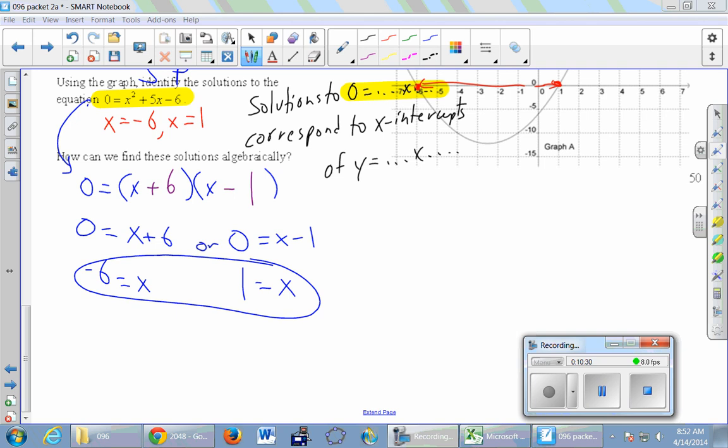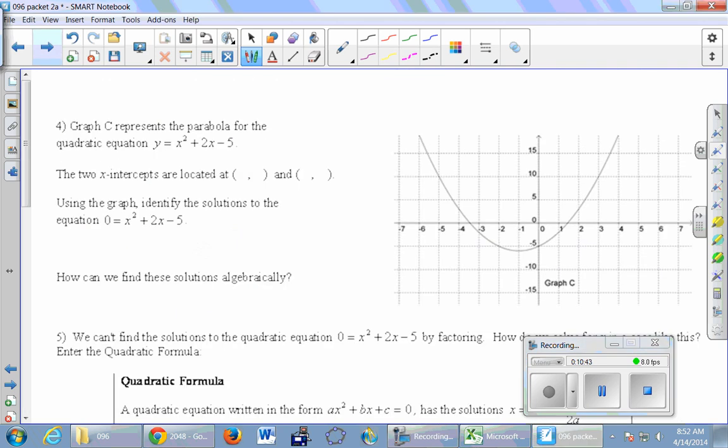Does that agree with what we found on the x-intercepts? Yeah, it's exactly the same numbers as we saw from the picture, -6 and 1. Okay, so that's pretty old stuff right there. But let's move on to a tougher one.